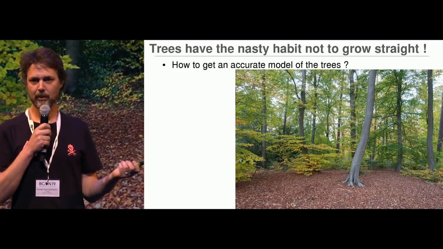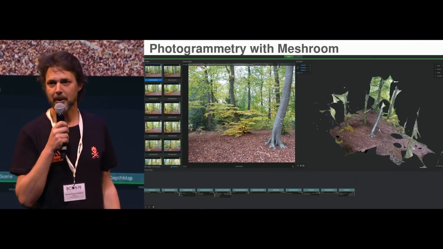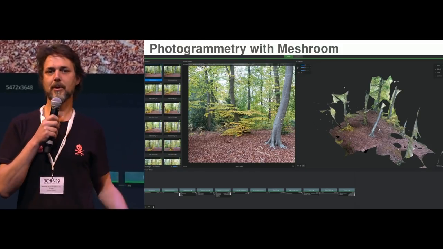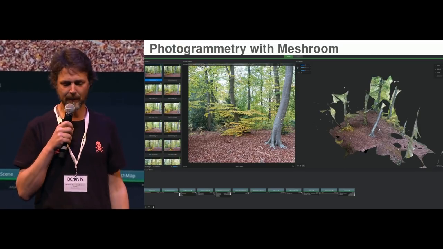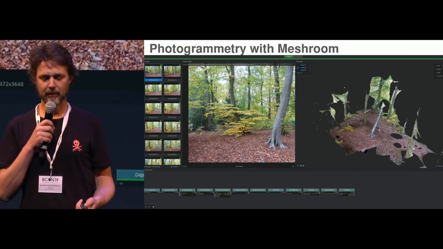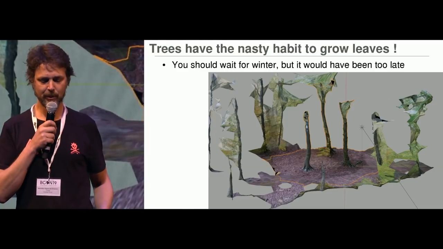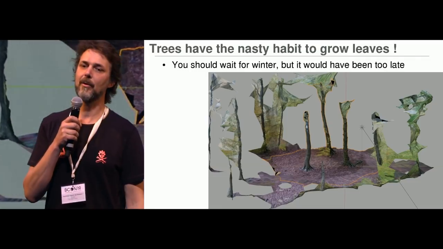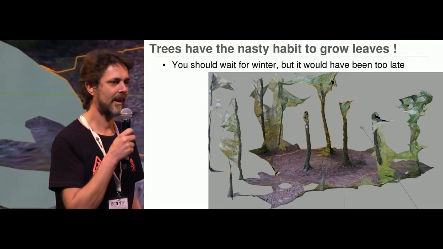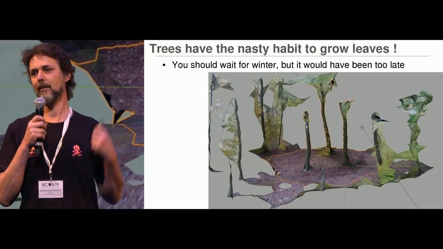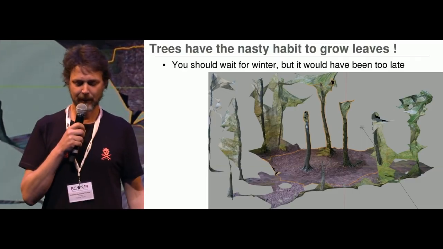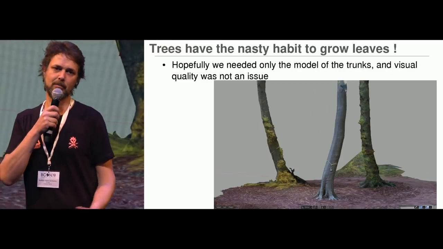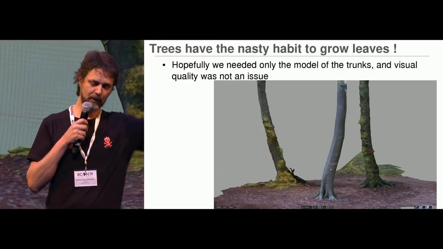So how to get the accurate model? I used photogrammetry, so 150 tree pictures, and with Meshroom, which is of course free software, to get some basic shape of the trees. Second problem, trees have the nasty habit of growing leaves. So if you have to 3D scan some trees, better do it in winter so that you don't have leaves. In our case, it was not a big problem because we just needed the shape of the trunk and not the upper part.